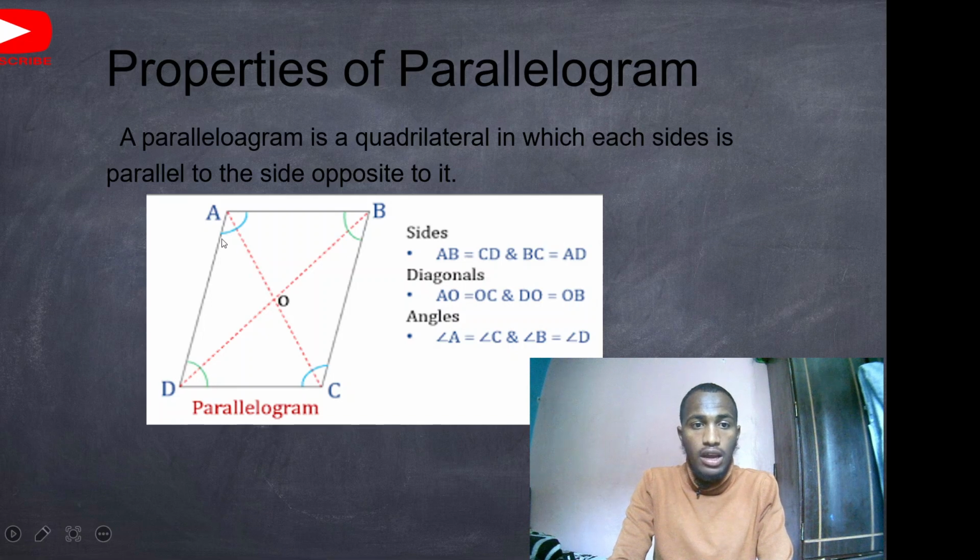So we have the diagonals of the parallelogram: diagonal AC and diagonal DB. Angle A equals angle C, and angle B equals angle D. The sum of the adjacent angles gives us 180. This is one of the properties of a parallelogram.